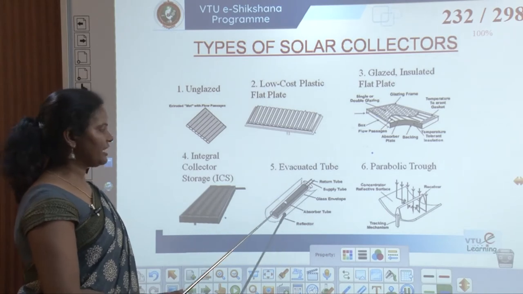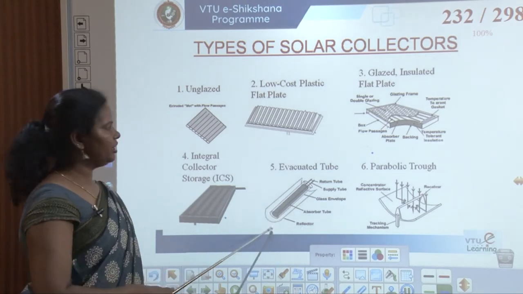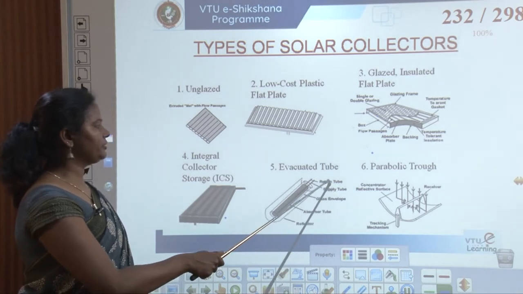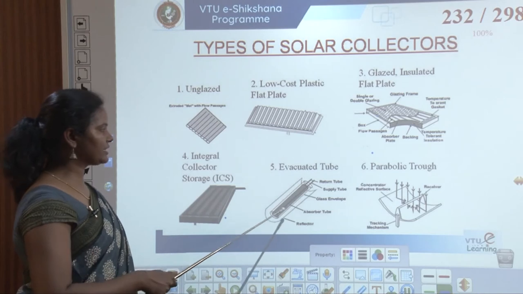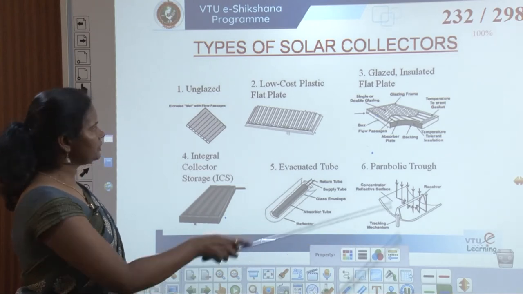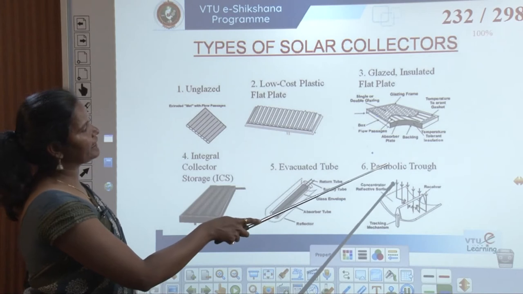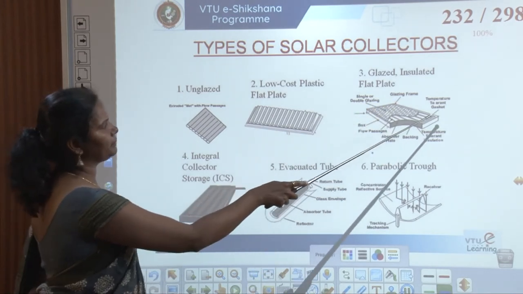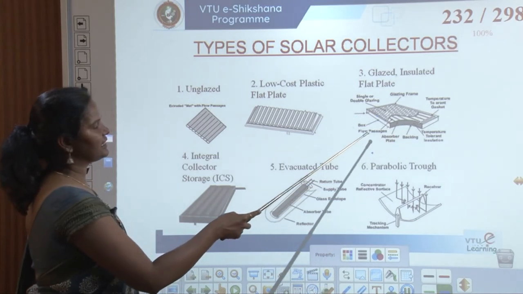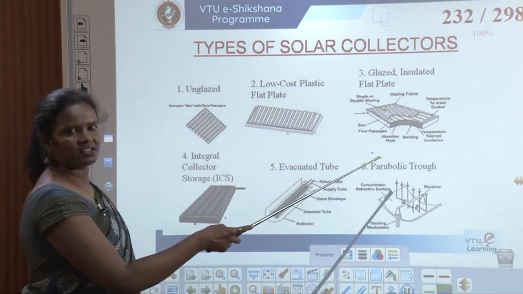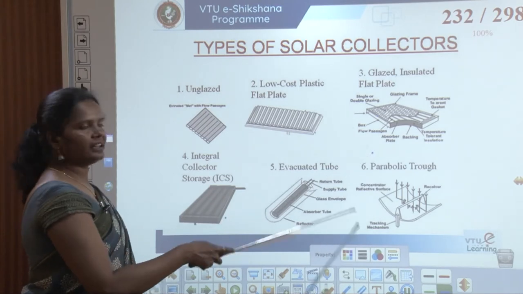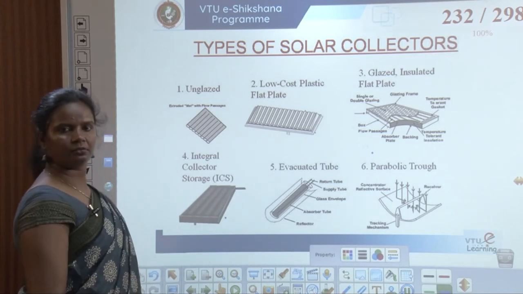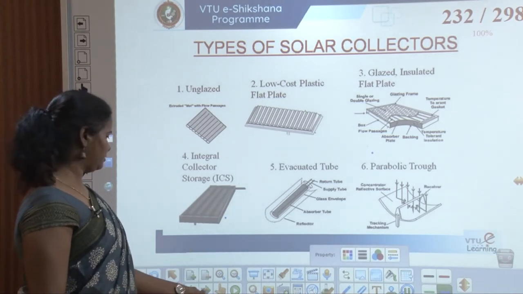Then there is another type, the evacuated tube. It looks like a tube. It will have a reflector, absorber tube, glass envelope, supply tube, and return tube. Supply is there, return is also there. In the glazed and insulated flat plate, there are different parts like glazing frame, double glazing, gasket, box, flow passages, and absorber. Then we have the parabolic trough, where it heats up the water due to the sunshine.